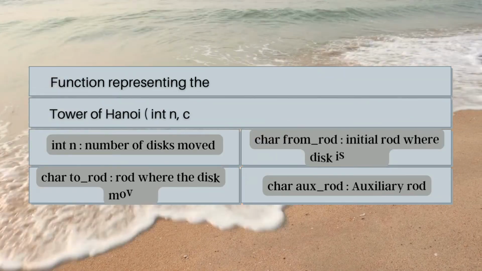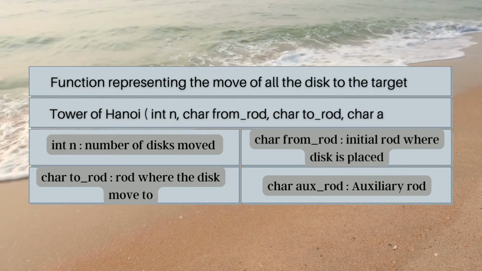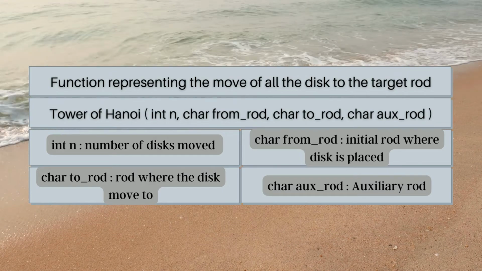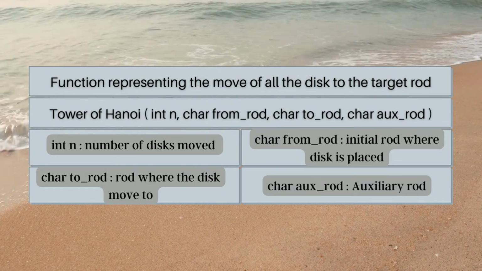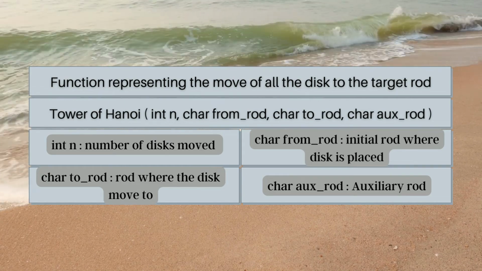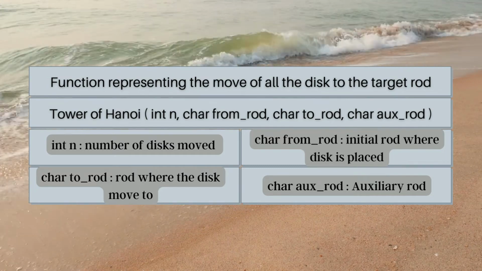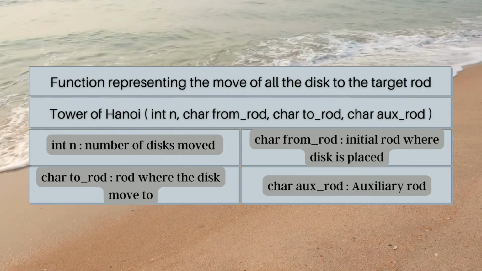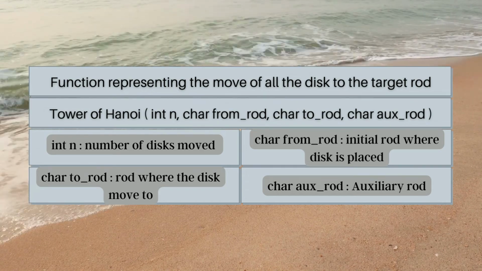The function representing the move of all discs to the target rod is int n, char from_rod, char to_rod, char aux_rod. Int n means the number of discs moved, while char from_rod is the initial rod where the disc is placed. Next, char to_rod is the rod where it will be moved to, and char aux_rod is the auxiliary rod.